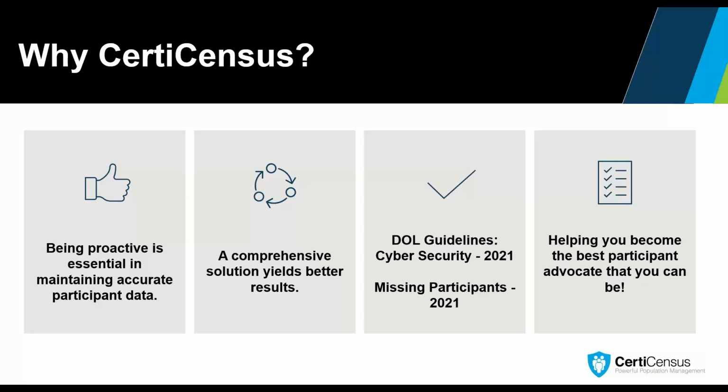And one of the last reasons why you should choose CertiCensus, certainly in this day and age, it's understandable: there could be concerns about sharing participant PII information with a variety of vendors. CertiCensus, again, helps streamline and have you become the best advocate for your plan participants by having CertiCensus do all of that work for you. We can validate the deaths, we can contact and find beneficiary information for you, provide that to you, and then we can also follow up with our locate process where we're doing the actual outreach, reporting, tracking, and updating all of that client information for you.